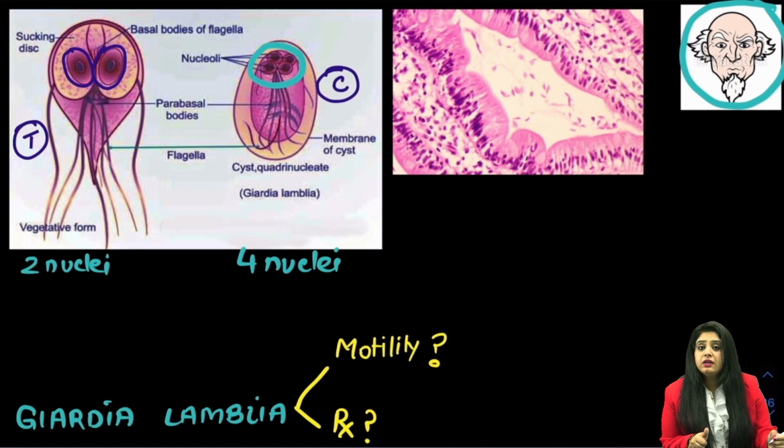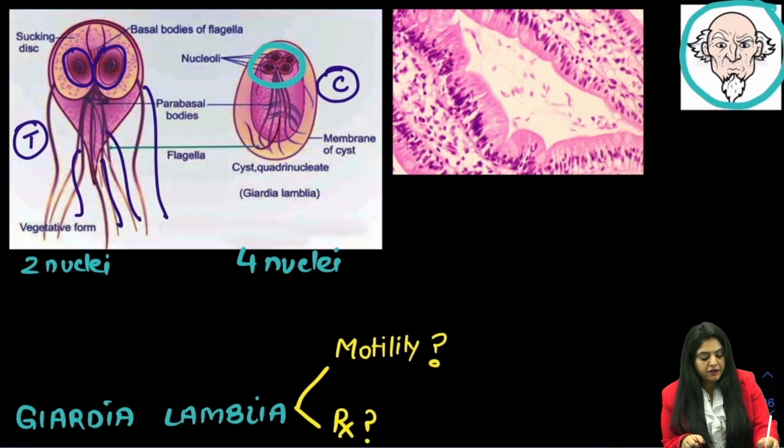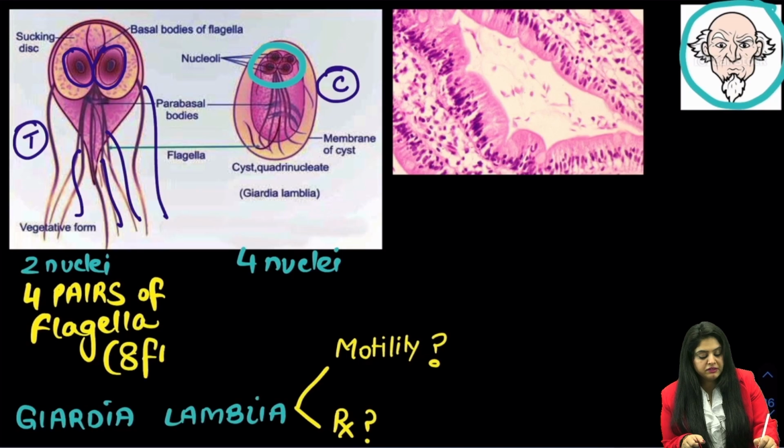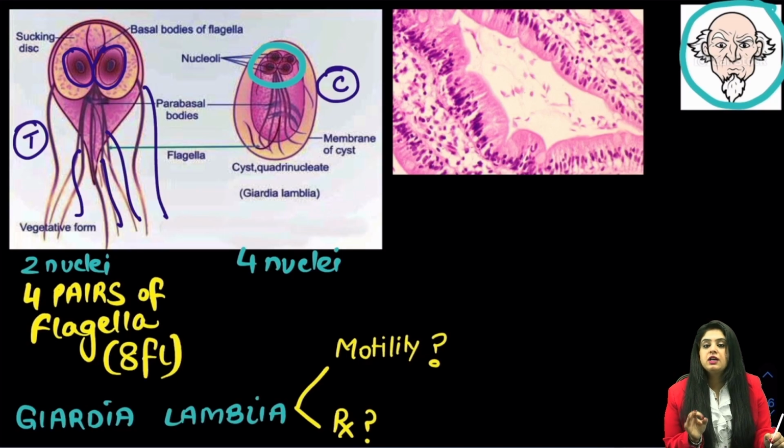Other than that, angry old man, so old man, bearded man. So how many flagella is he gonna have? He is gonna have 4 pairs of flagella. Be very cautious with these numbers. 4 pairs of flagella, which basically means a total of how many? 8 flagella are present. So that's his old man beard that you have.